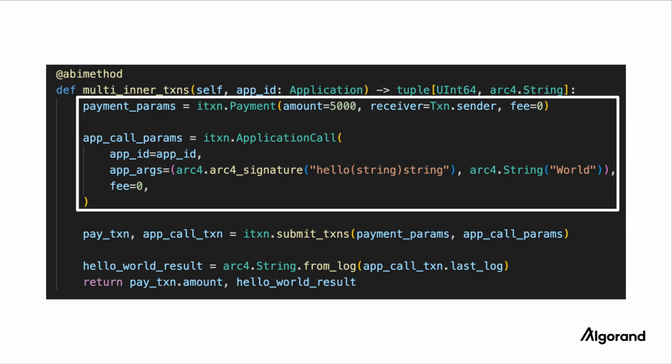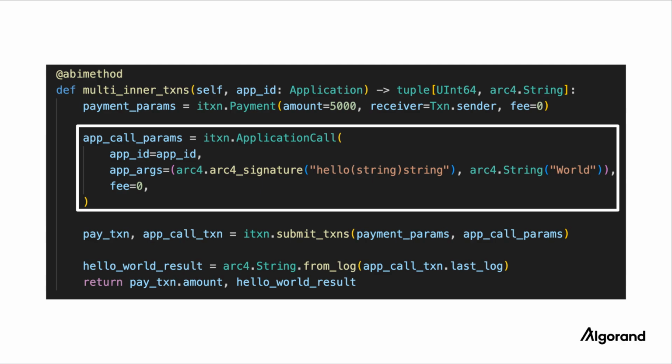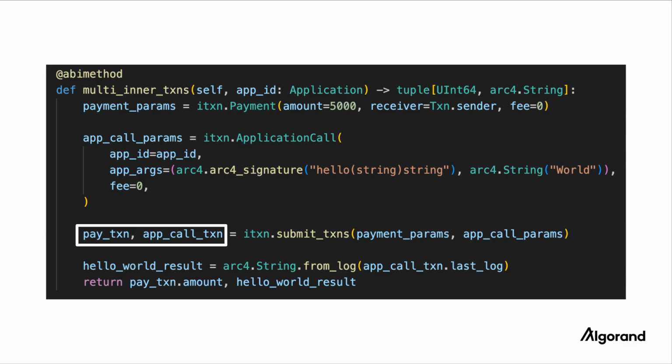Here we're creating two separate inner transactions and then assigning them to a variable, a payment inner transaction and an application call inner transaction. Then we pass in both of the transaction params as arguments to itxn.submitTransactions method. The submitTransactions method will group the inner transactions passed in as arguments and execute them simultaneously. It will also return all of the inner transaction results just like sending a single inner transaction.